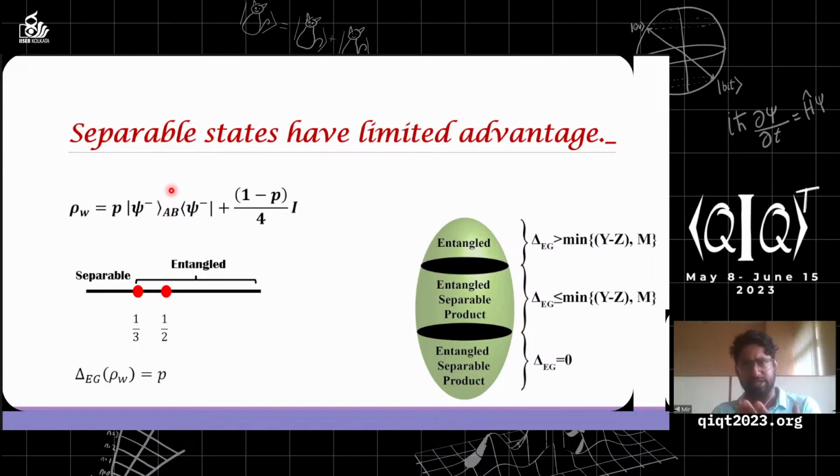So if I give you a state, it might be anything. Now you check the collaborative advantage, and if you find the value is greater than half, right now I'm talking about 2 cross 2 systems, then you can immediately say that the state is entangled, because the threshold bound for an unknown separable state is half.